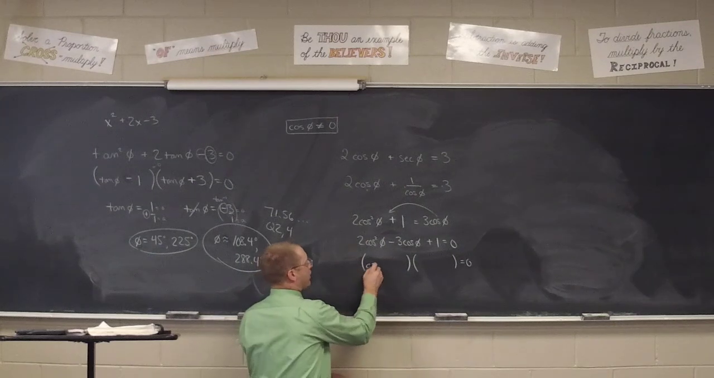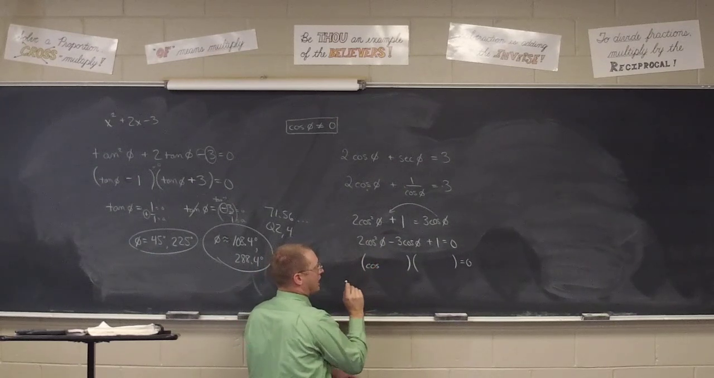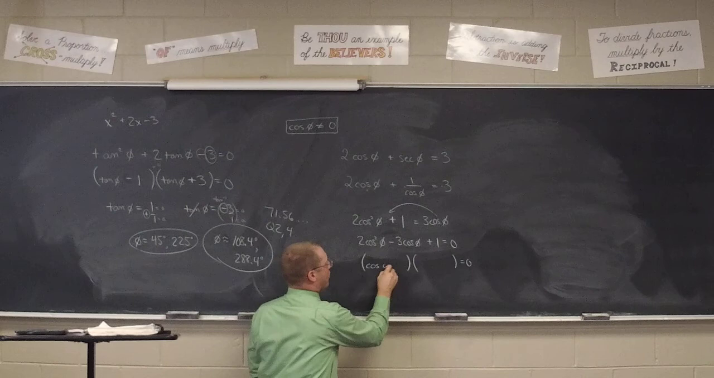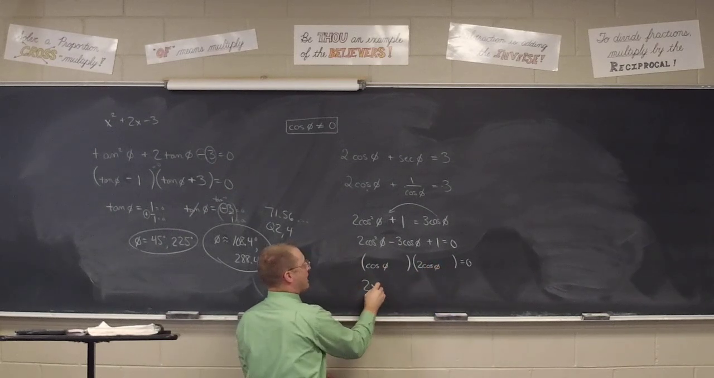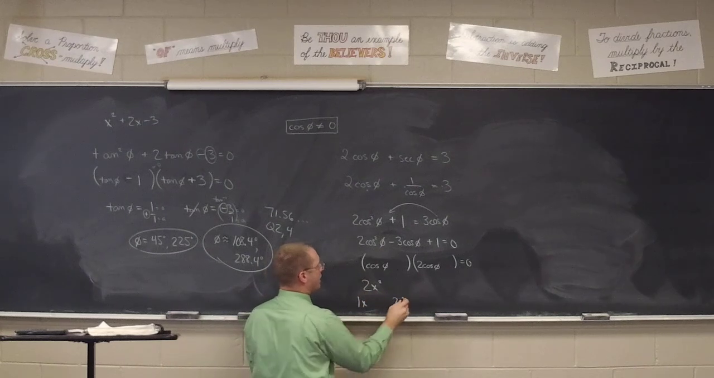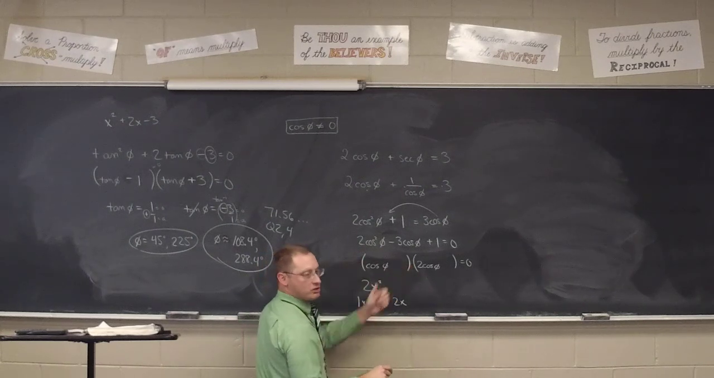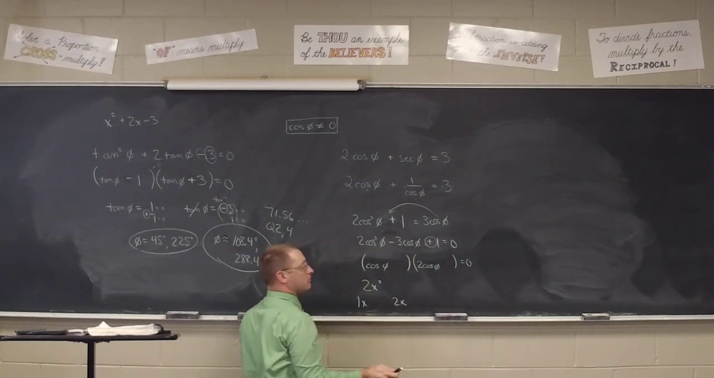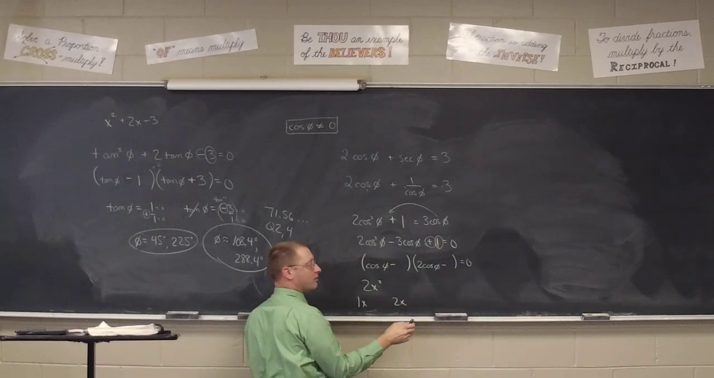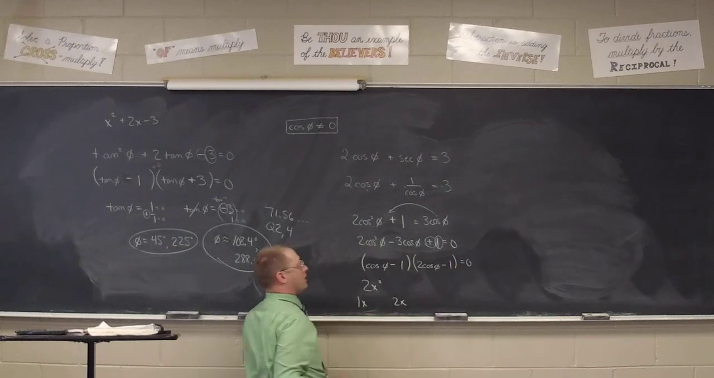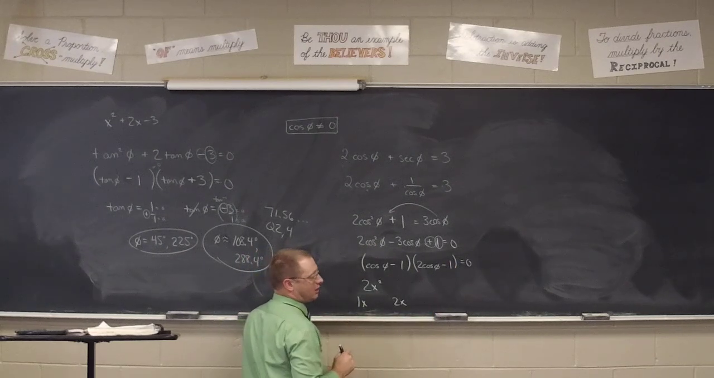Cosine, cosine. How about 1 cosine and 2 cosine? Right? If I did 2x squared, we go 1x, 2x. Well, we got a 2 cosine squared: 1 cosine, 2 cosine. My signs? Both negative. The only way to factor 1 is 1 times 1. Does the outer inner check?